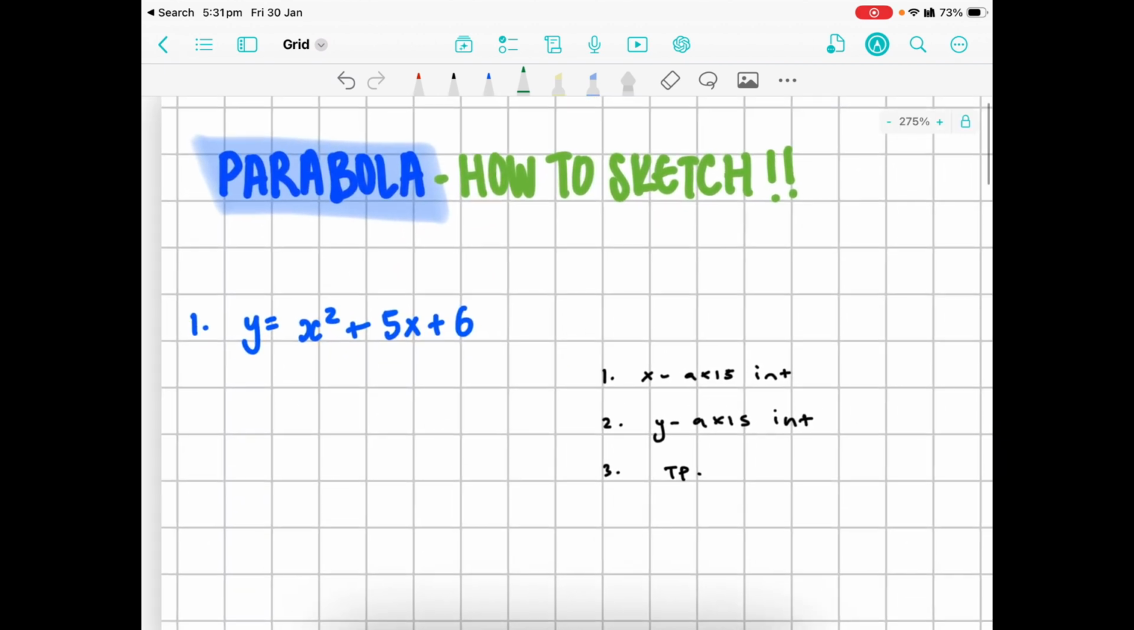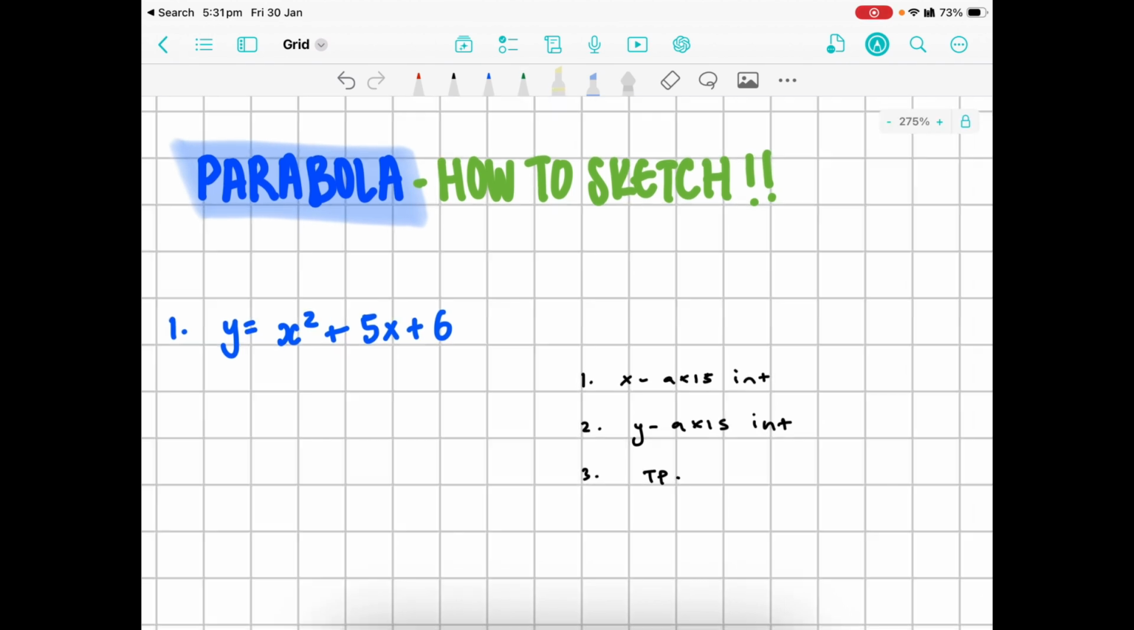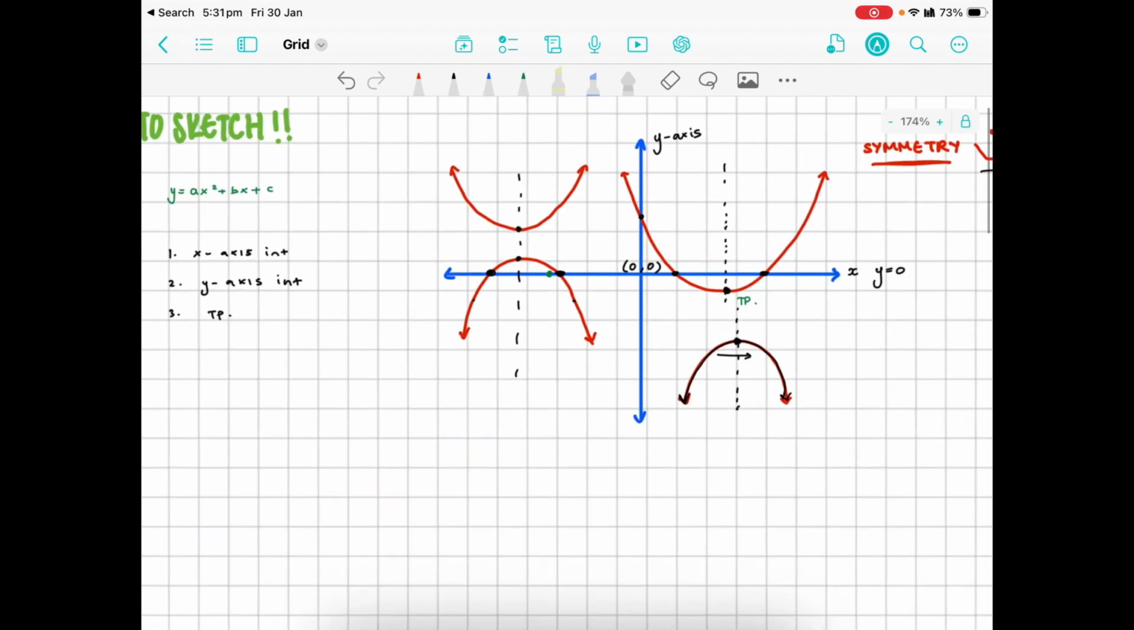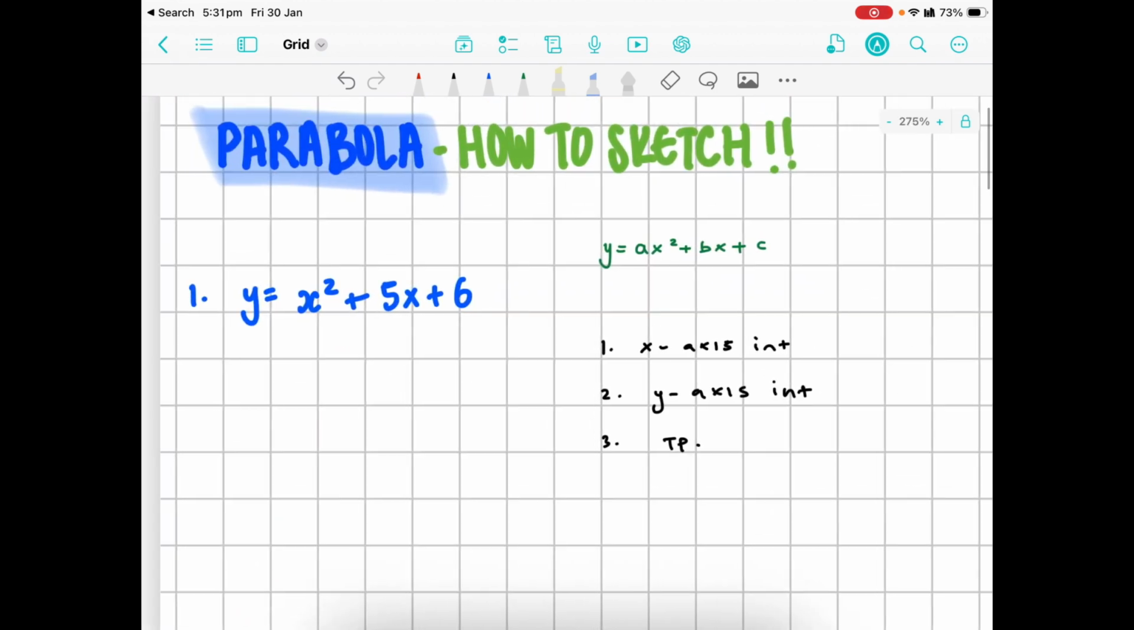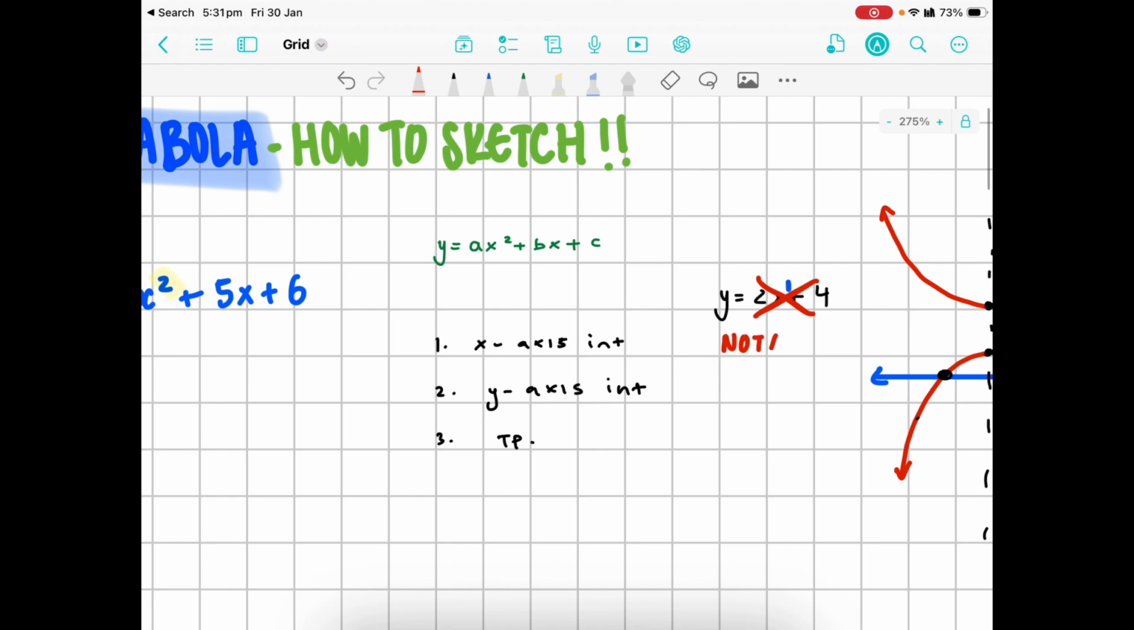Something really neat and important is that there are multiple forms in which a parabola can be written. This form is y is equal to ax squared plus bx plus c. The reason we know this is a parabola is because of this squared factor. Unlike a linear line, which is perhaps like this, where the power is 1. This is not a parabola.